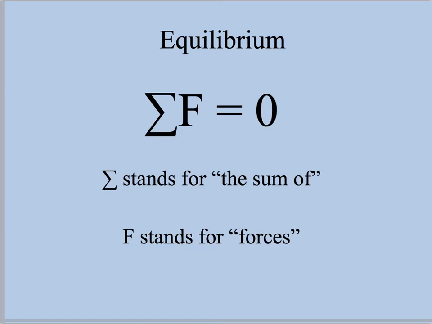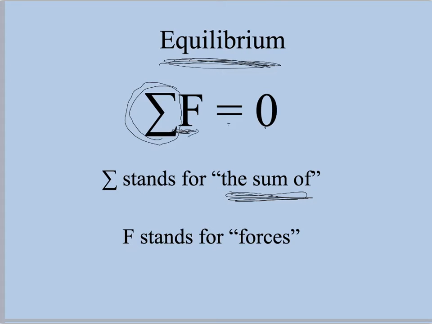So we have this symbol that we use, this sigma symbol, and it means the sum. So I would read this: the sum of the forces equals zero. That's what equilibrium is. It's when the sum of all the forces on an object equals zero. So anytime you see that symbol, that means the sum of, and usually it's the sum of the forces.